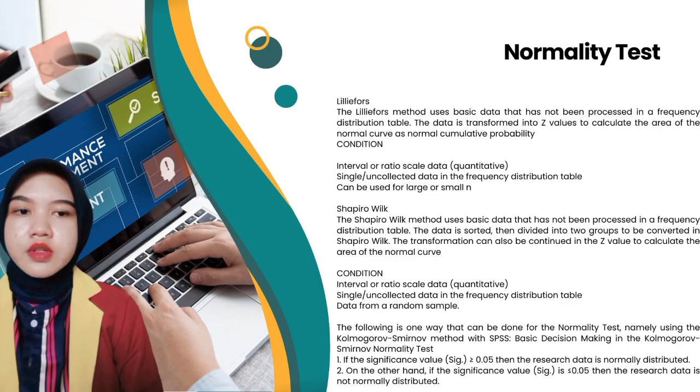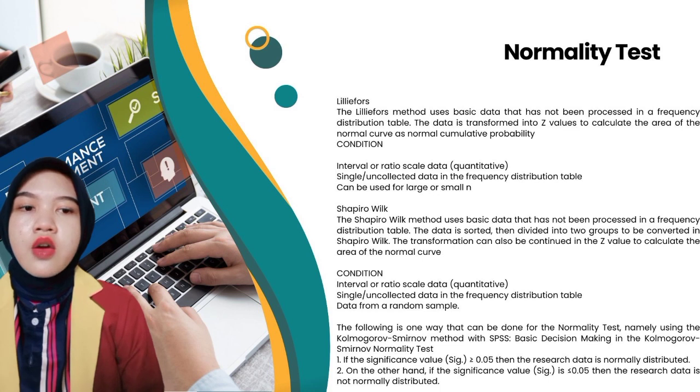The Lilliefors method uses basic data that has not been processed into a frequency distribution table. The data is transformed into z values to calculate the area of the normal curve as the normal cumulative probability. Condition: interval or ratio scale data, quantitative. Single or uncollected data in a frequency distribution table can be used for large or small n.